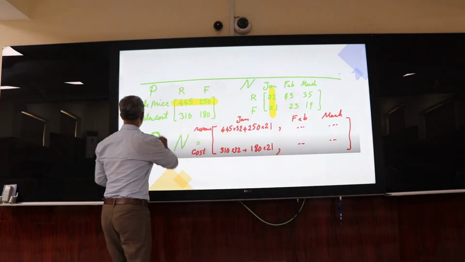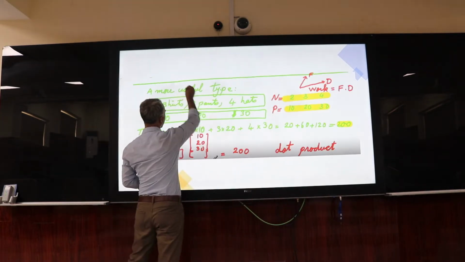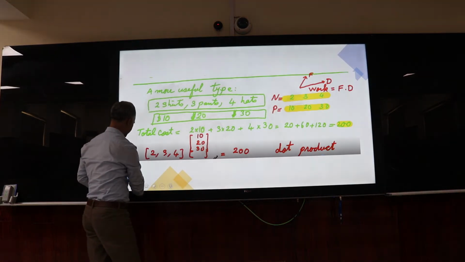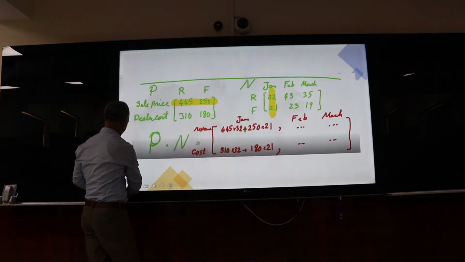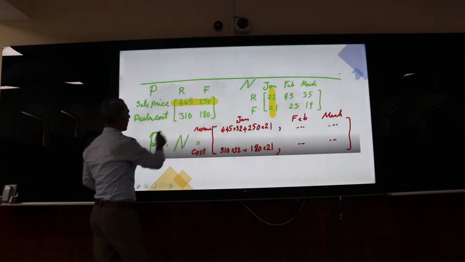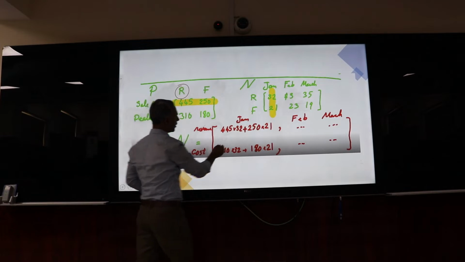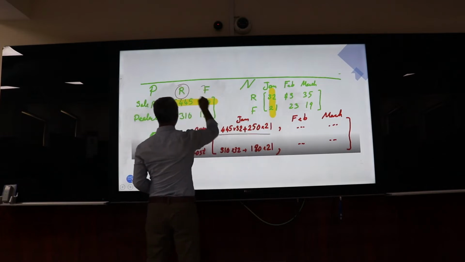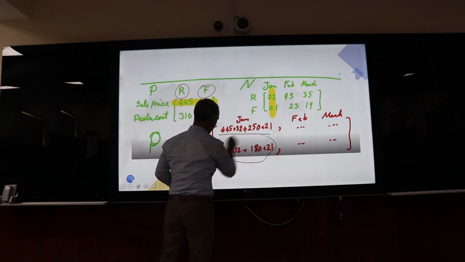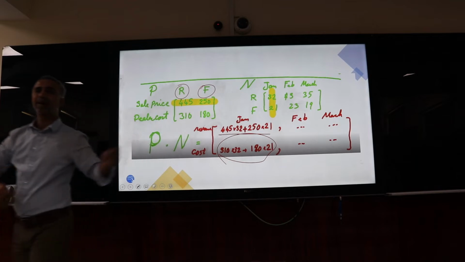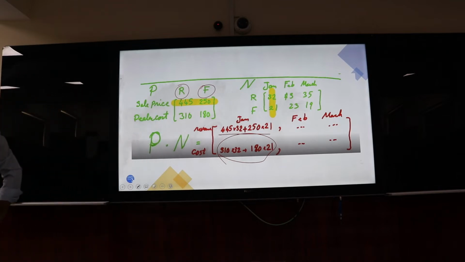In this atom, this R atom is having this profit in January, F atom is having this profit in January, so you will get it all along the way.